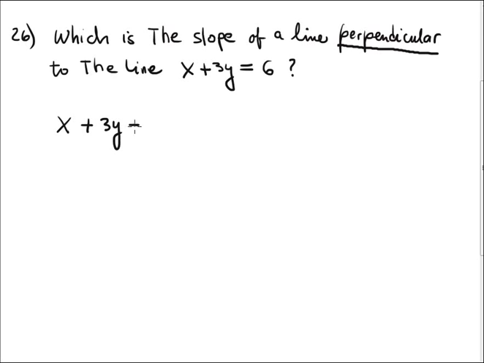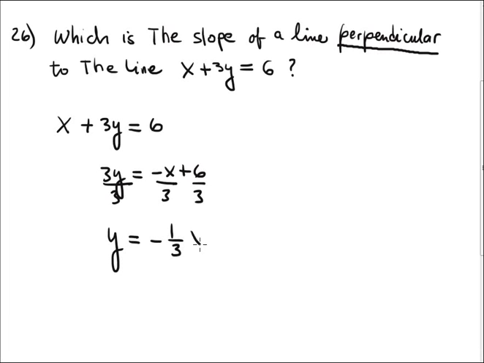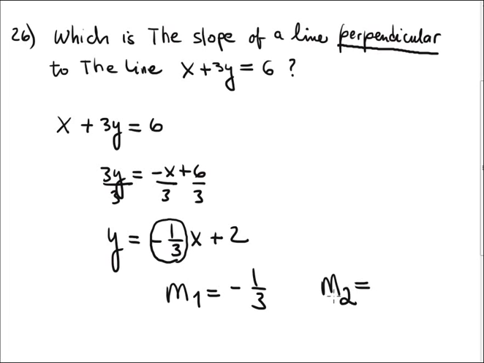To see much better the slope, I solve for y. So 3y is equal to minus x plus 6, divided by 3. Y alone is negative 1 over 3 x plus 2. Now looking at the coefficient in front of the x, this is the slope. So slope 1 is negative 1 over 3. Therefore, the slope 2, perpendicular, you flip that and change the sign.